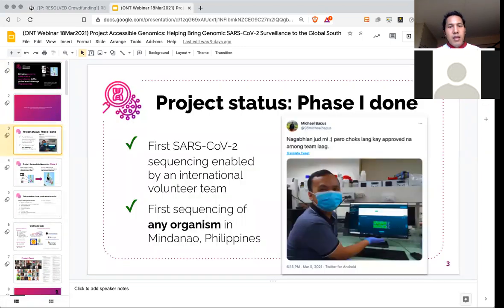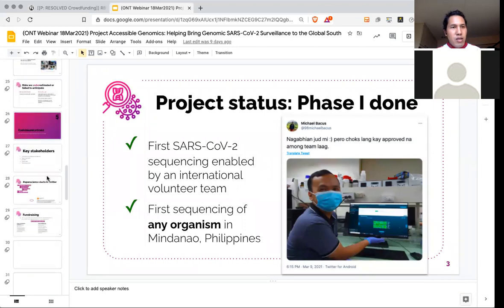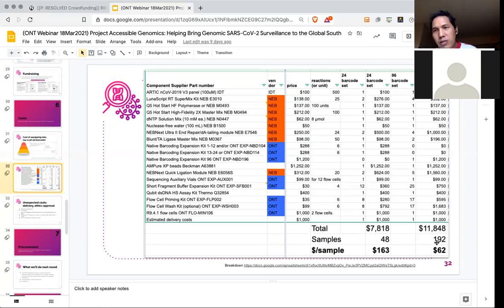And the costs. Let me show you the estimates. It's either $7,800 or $11,800. But if we get the higher one, it's going to be lower per sample because of the batch. This is a bigger batch using the same equipment, so it's going to be lower. So maybe we could aim for this. We have the lower and the higher, and the more we raise, the more labs we could help.